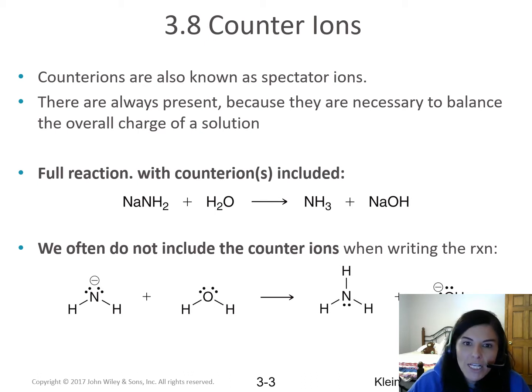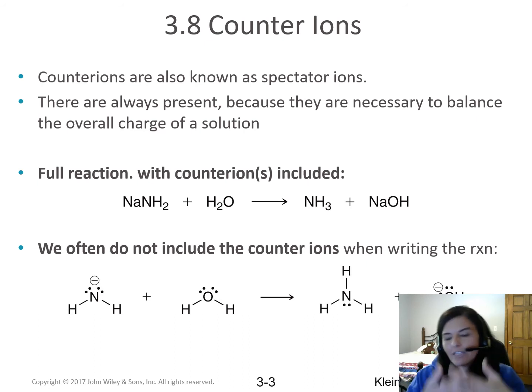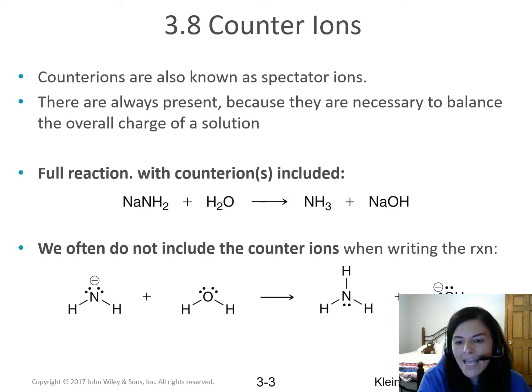Another thing I do want to mention is something called counterions. Counterions are also known as spectator ions, and they're always present because they are needed to balance out the overall reaction of a solution, but sometimes they're not actually written out in a chemical reaction. We actually cannot have bases just existing in nature as negatively charged compounds. They always exist with a positively charged cation as a salt form. Sometimes that's shown, sometimes it's not shown.